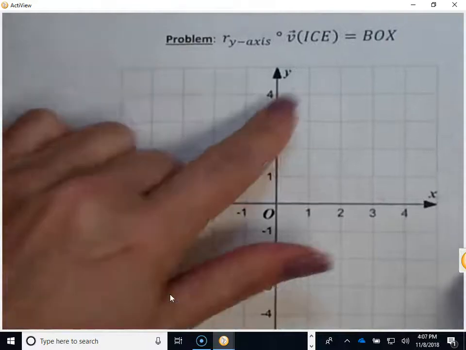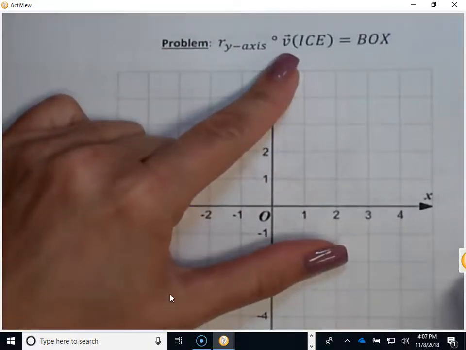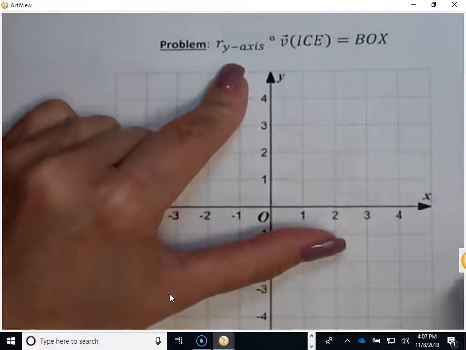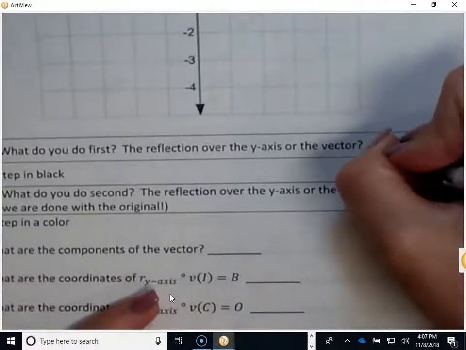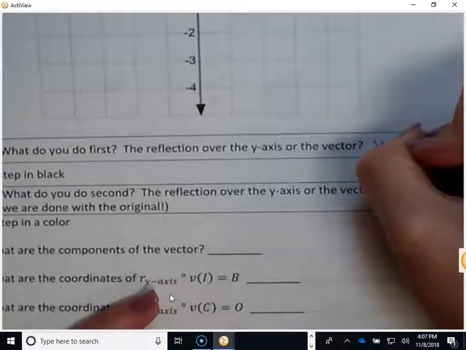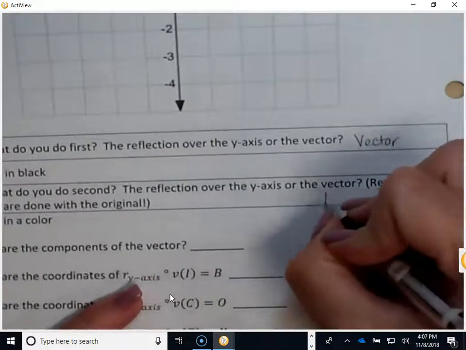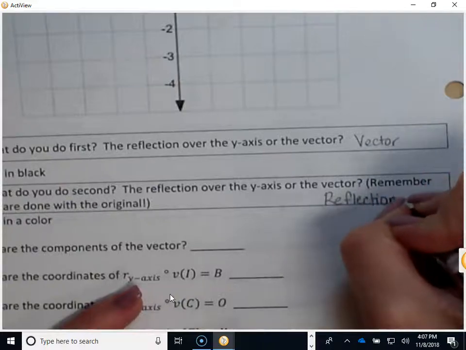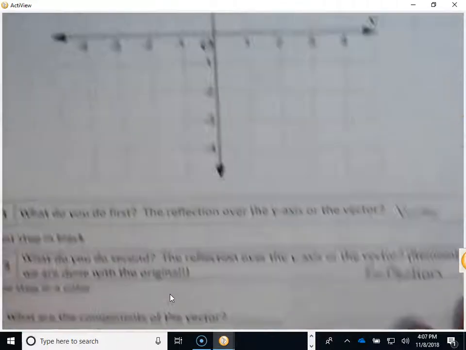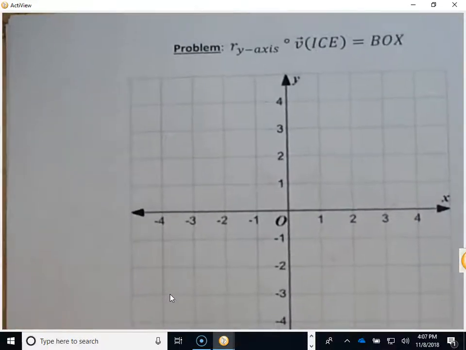Go a little faster. Okay, so we're going to do the translation vector of ICE, and then after we do that vector, we do the reflection across our y-axis. So again, we're doing the vector first to answer these questions down here, and then our reflection. All right, but you need your pre-image first and your vector.